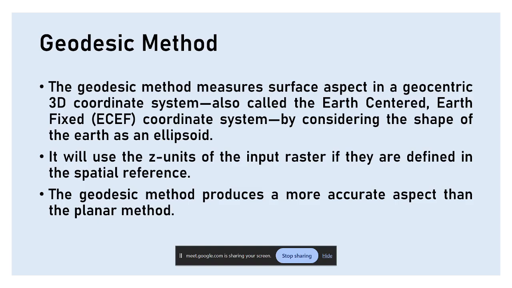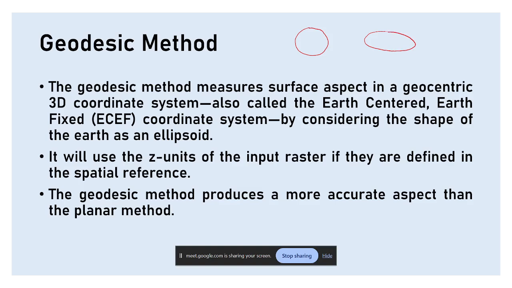So that is regarding the planar method. Then we have the geodesic method. The geodesic method measures the surface aspect in a geocentric 3D coordinate system. That 3D coordinate system is also called the Earth-centered Earth fixed coordinate system, also written as ECEF, by considering the shape of Earth as an ellipsoid. By now you have to understand that although our globe is like a sphere, a realistic representation of the earth would be an ellipsoid. So it's not so uniform, it's slightly elongated along the equator.